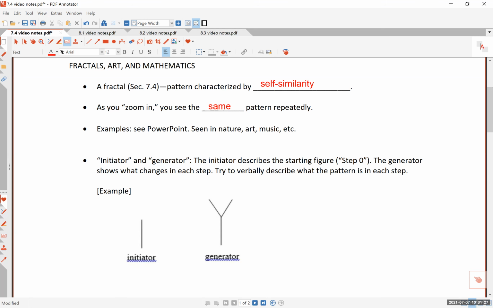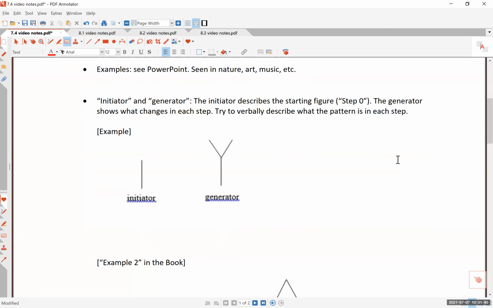All right, so you have the initiator. And you see the generator, which, as we said before, is basically going to add, here's the top end of the branch, 2 new branches will grow from this. Now you have 2 ends. And so this is step 0, step 1. Now let's do step 2.